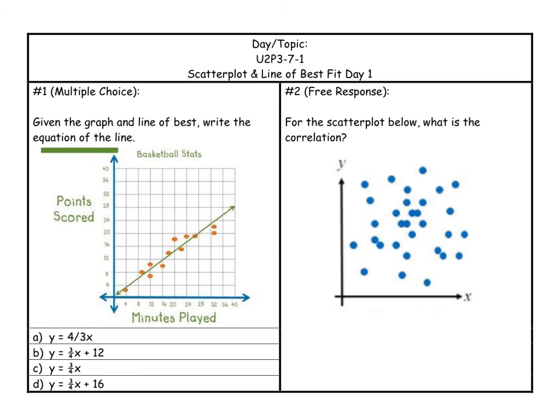Okay, so now it's your turn. Given the graph and the line of best fit, write the equation of the trend line. So again, the trend line is going through the center of the data. Look back over your notes, pick 2 points, find the slope, use that slope in one of your points to find the y-intercept. And in number 2, free response, for the scatter plot below, what is the correlation? So it either has a negative correlation, a positive correlation, and if you can't tell, it has no correlation. Be sure to enter your answers in the Google form.